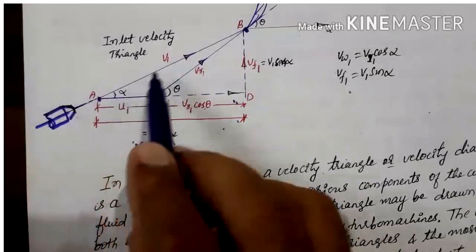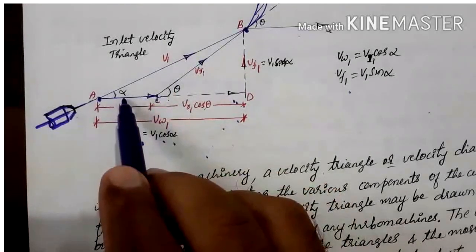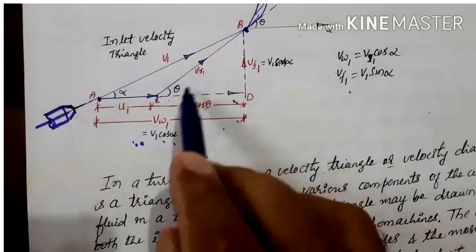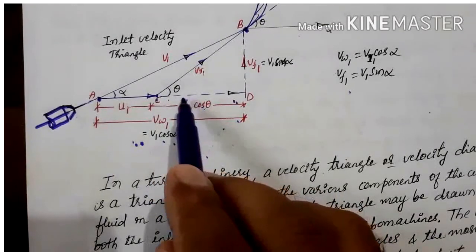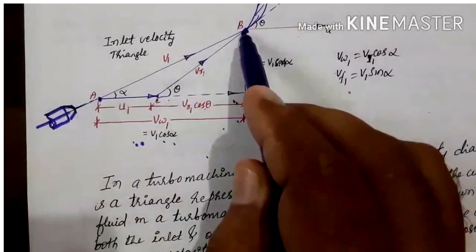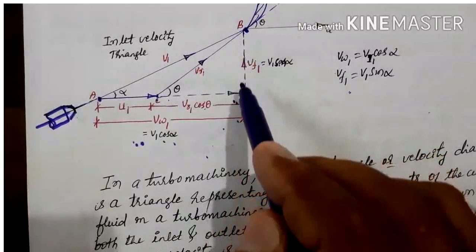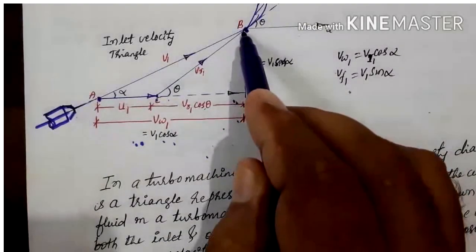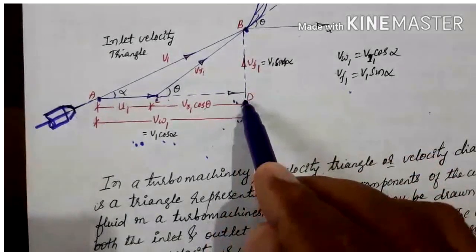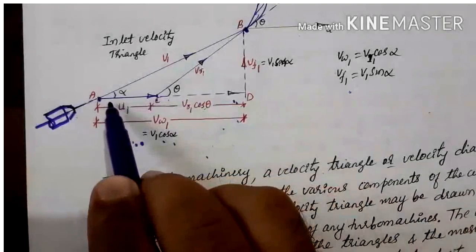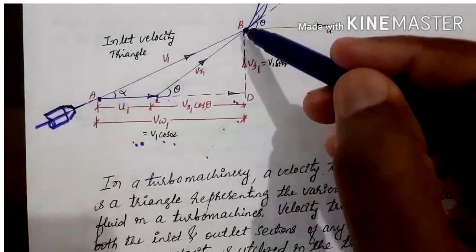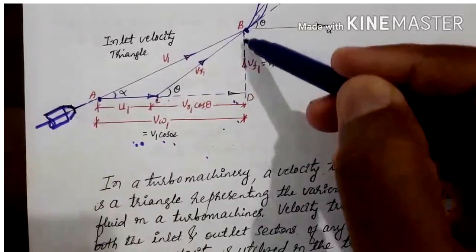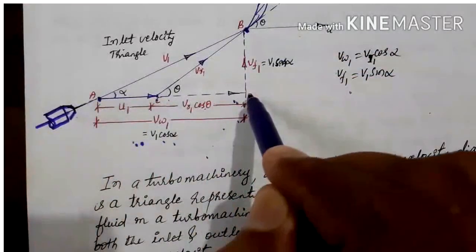Alpha is the angle made by the absolute velocity with horizontal, and theta is the angle made by the relative velocity with horizontal. Then next, from B, draw a perpendicular BD meeting the horizontal line AC. This horizontal line AC, you have to draw a perpendicular line from B, and that line should meet the horizontal line AC.